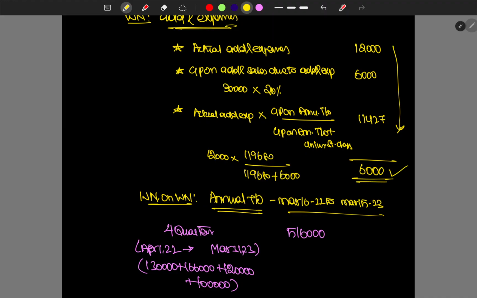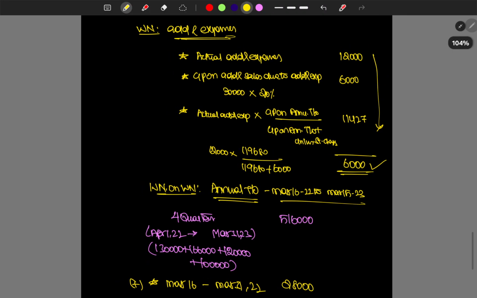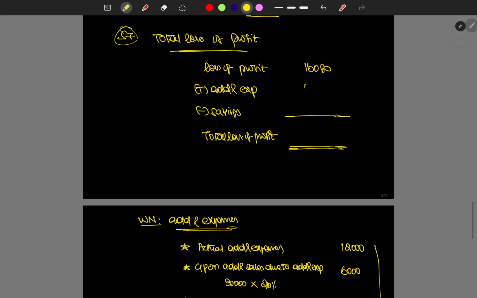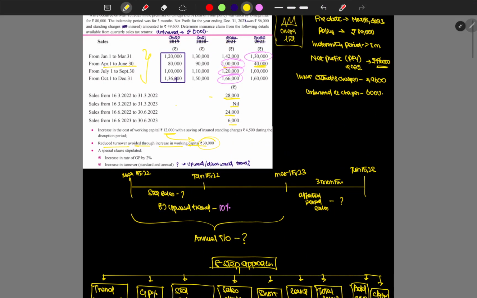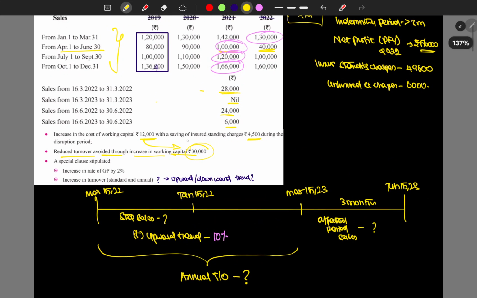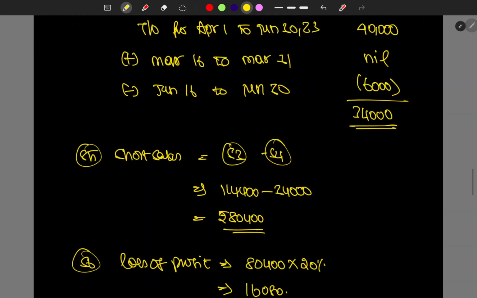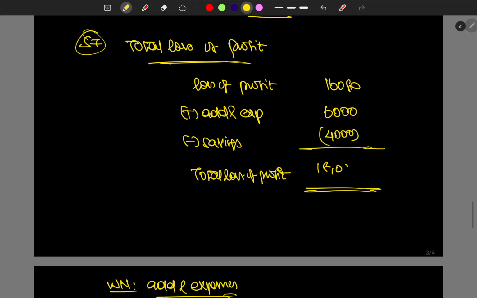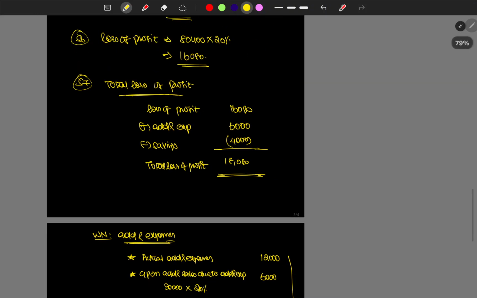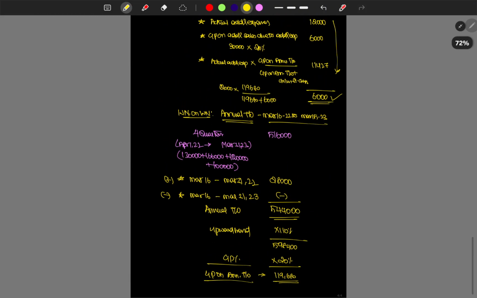So the least of these items is 6,000. We are going to take this value. So let's take the 6,000 here. What's the savings? See, savings of uninsured standing charges, which is 4,000. So we have to deduct that amount also, 4,000. So 18,080 is the total loss of profit we found out.